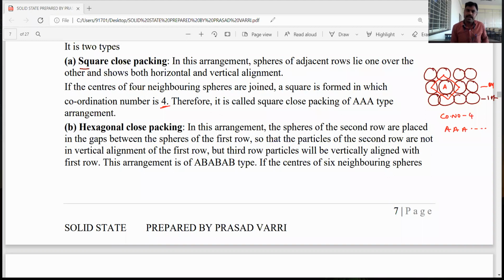Okay, dear students. Whereas in the hexagonal layer arrangement, if you observe, for example, this is the first layer. The second layer is not exactly aligned with the first layer, meaning the second layer atoms are in between the first layer atoms. That means an AB type of layer arrangement will be present. Okay, I'll show you the diagrams also, don't worry.